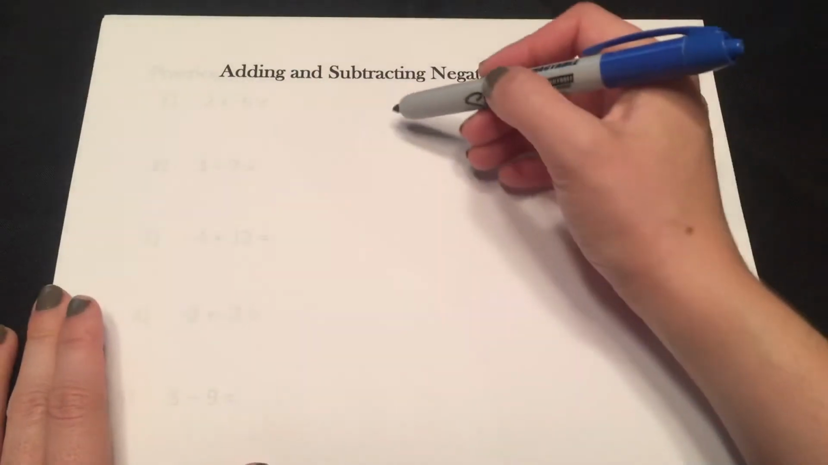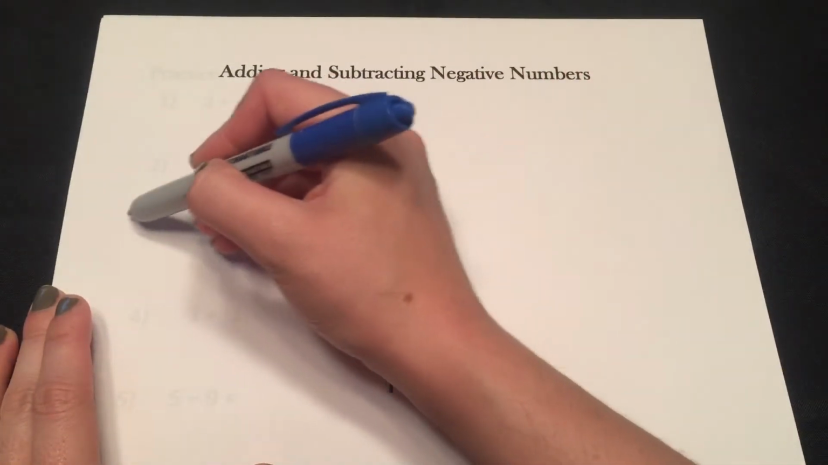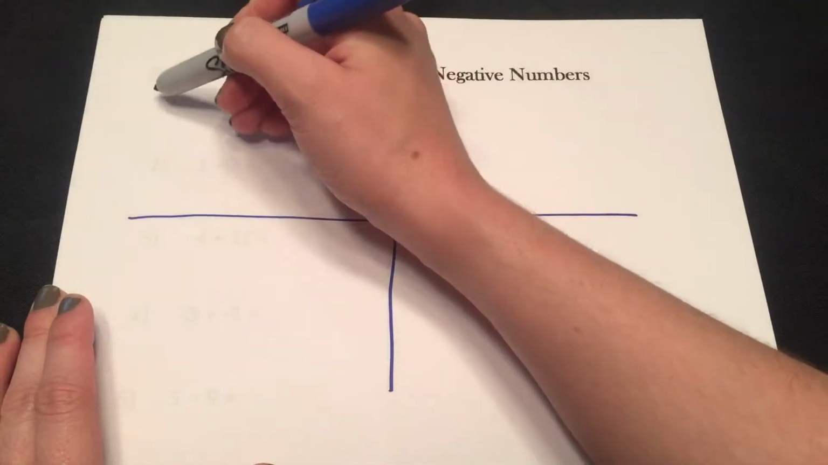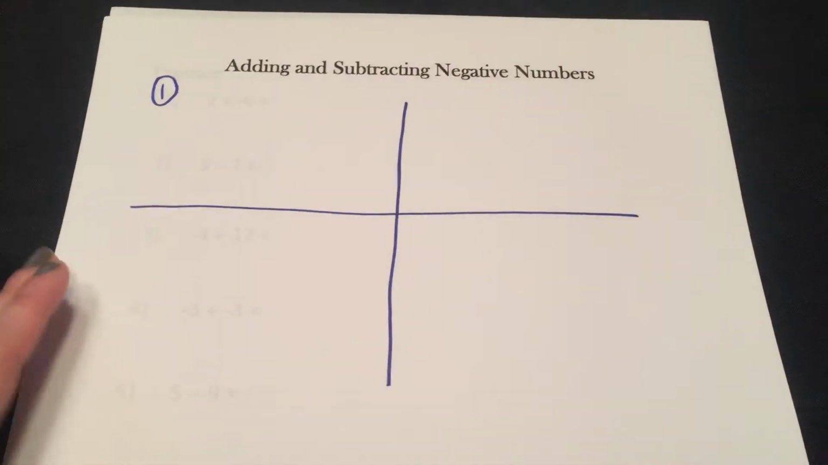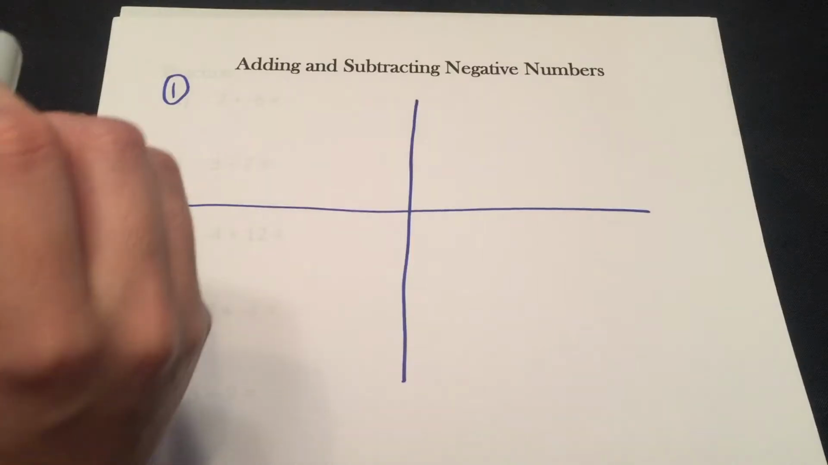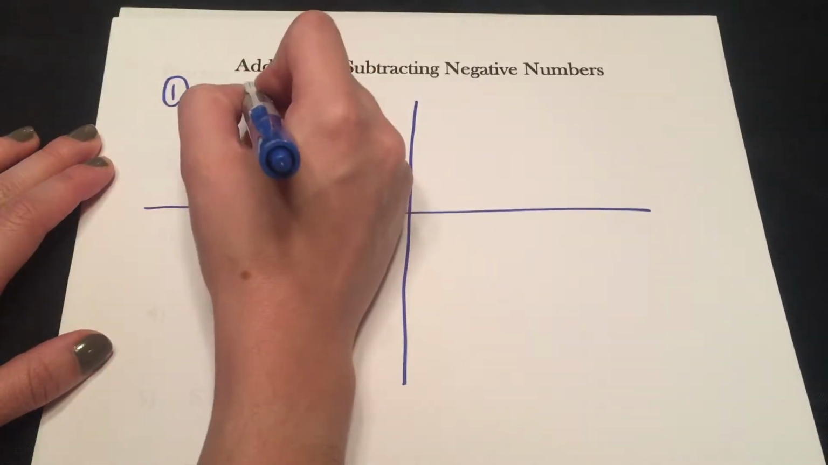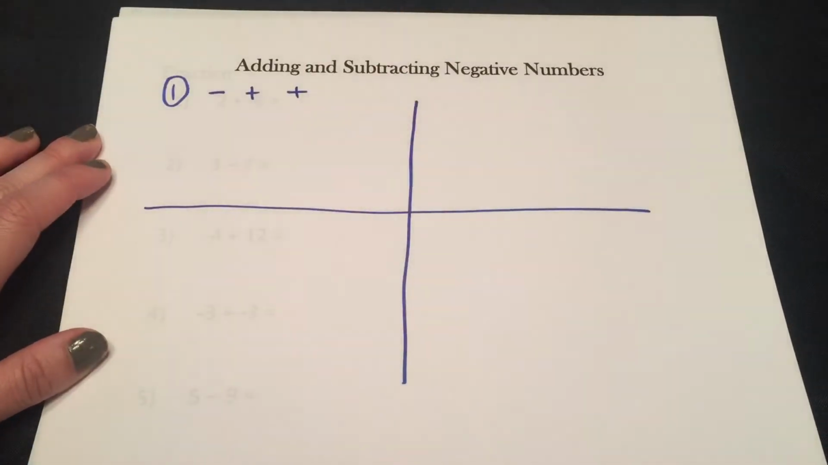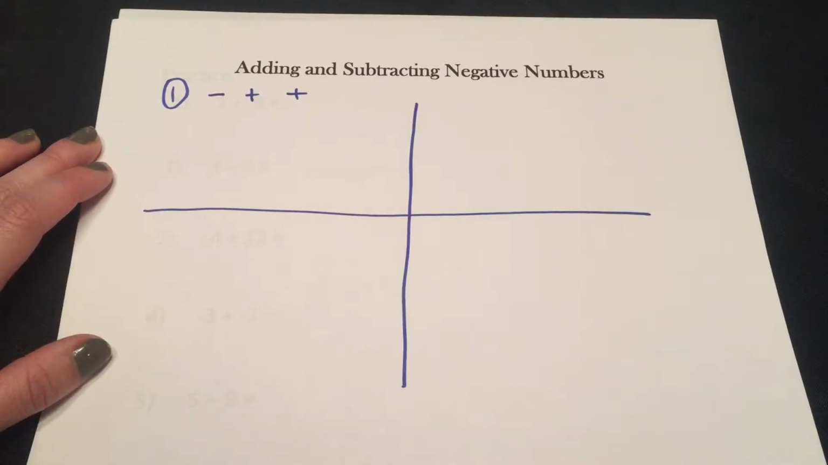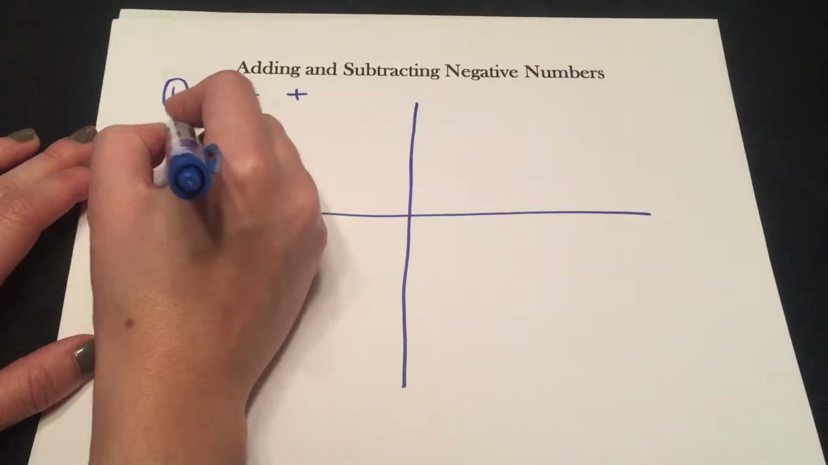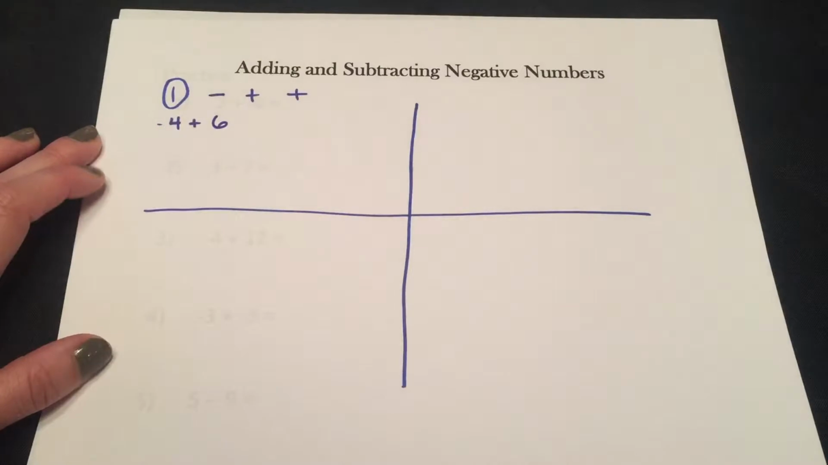Now there's 4 types of situations we can run into. The first type is where we have a negative plus a positive number. So let's take, for example, negative 4 plus 6.